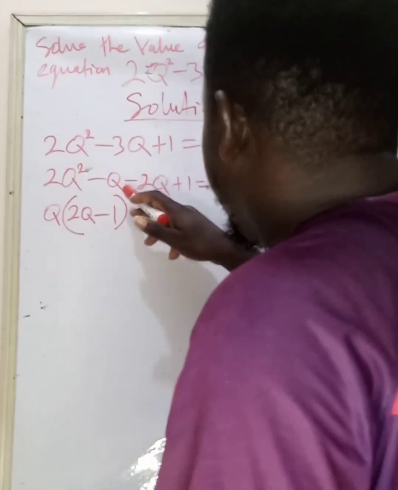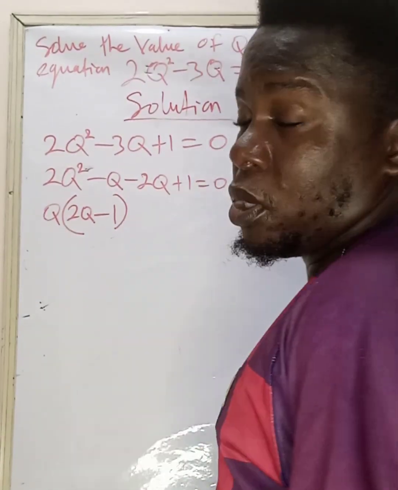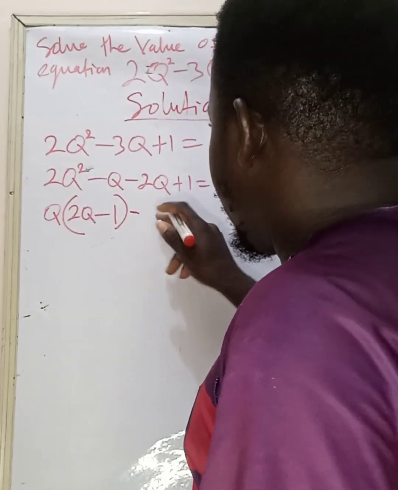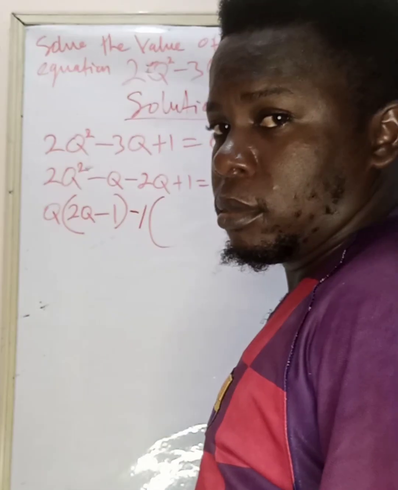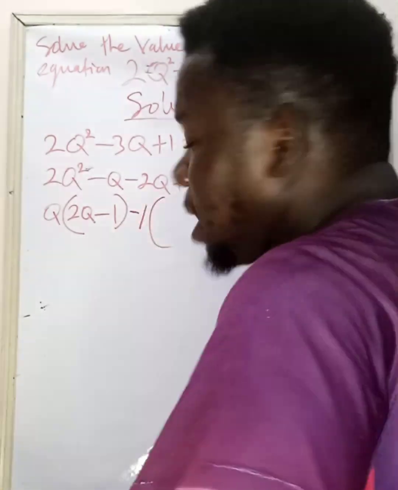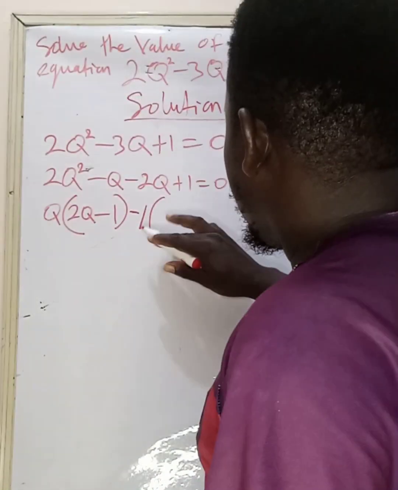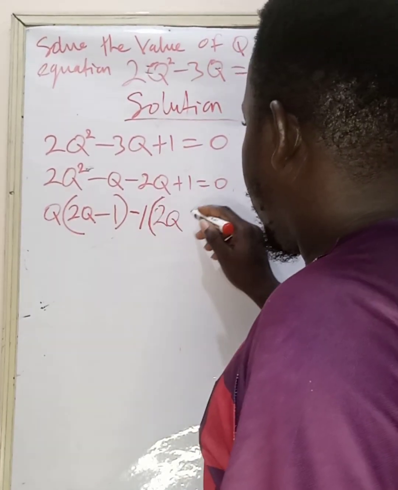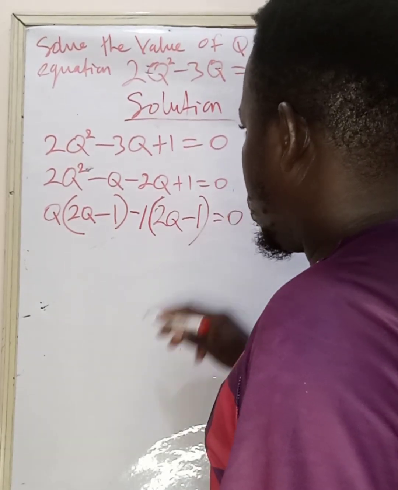So if you watch here, what do they have in common here? We have 2q plus 1. They have nothing in common actually. So what's going to be outside this bracket is 1. Because they have nothing in common, it's 1 that should be outside the bracket. So 1 times 2q gives us 2q, minus 1 gives us 1, equal to 0.